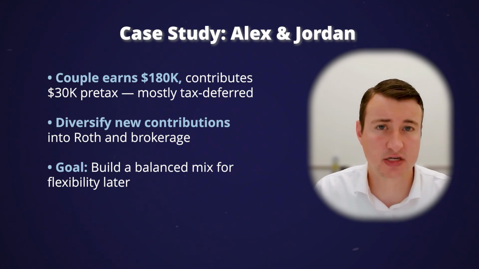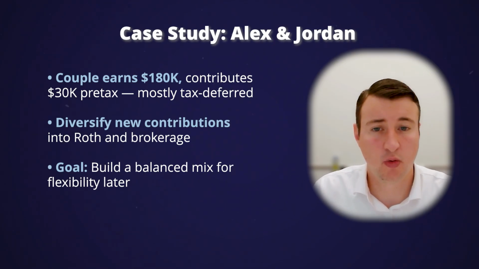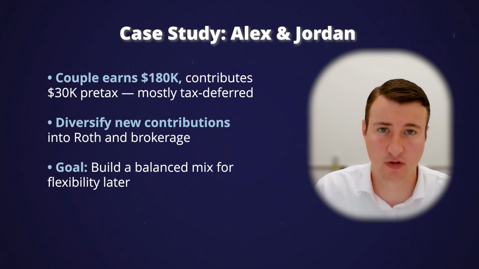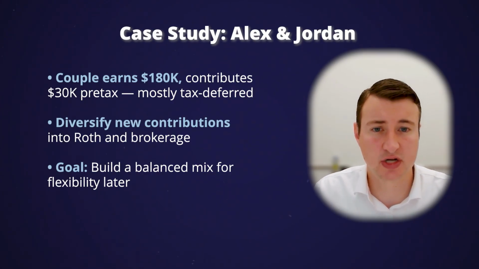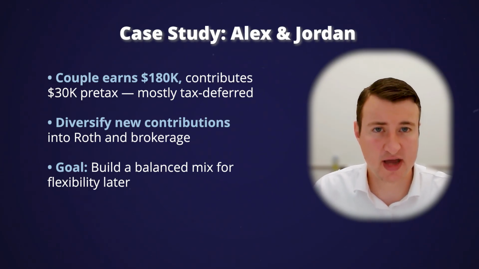They have $300,000 in traditional accounts, $40,000 in Roth IRAs, and another $50,000 in brokerage accounts. Right now, they're almost entirely in the tax-deferred bucket. If they keep this up until retirement, nearly every withdrawal will be taxable. Here's how they could begin thinking about diversifying their portfolio from a tax perspective.